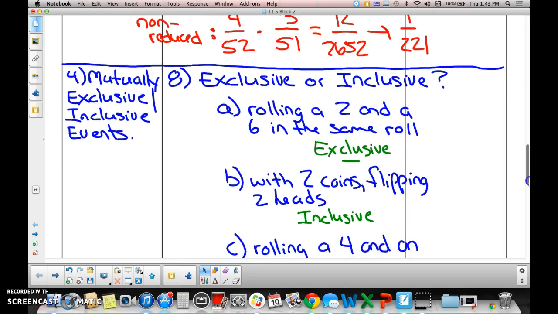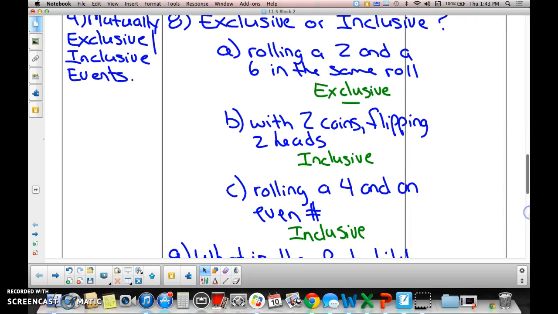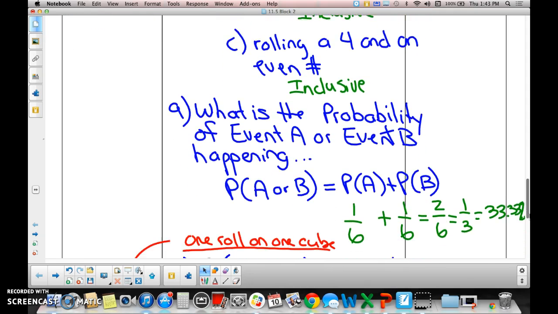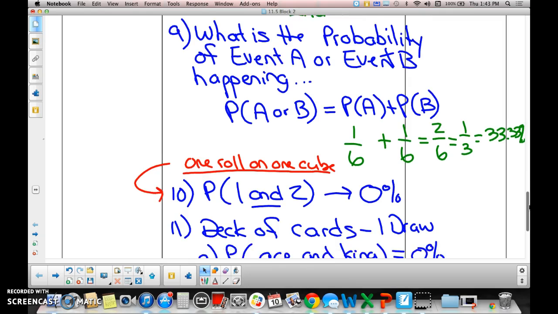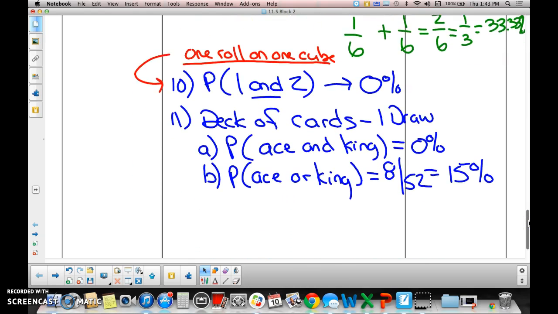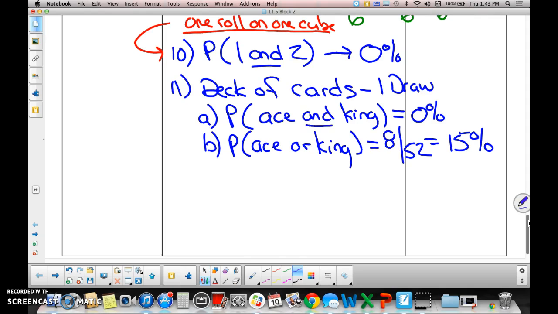We gave a couple of practice problems, A, B, and C, and then we did some practice here. I'm going to skip down to number 11. And here you go. You have a deck of cards with one draw. What's the probability you're going to get an ace and a king? You can't get an ace and a king if you have one draw. What's the probability you get an ace or a king?